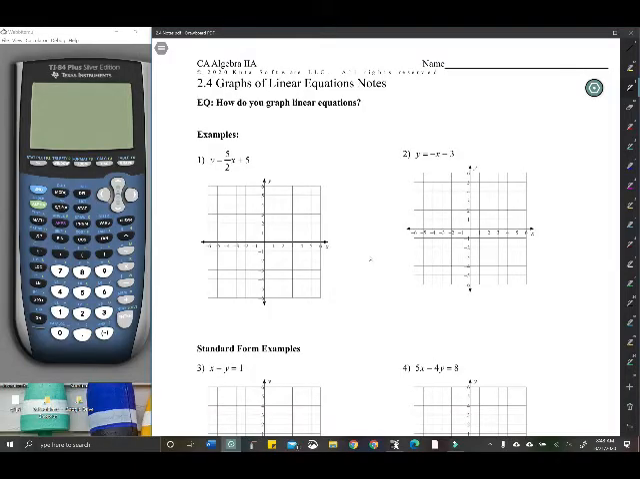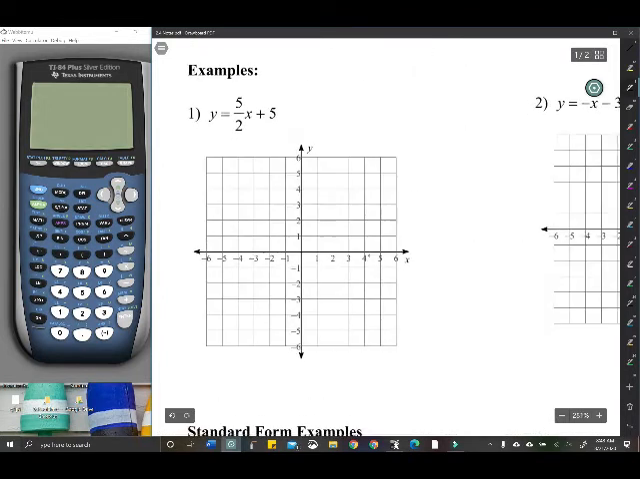Hello again, Cougar Academy, Algebra 2A, and welcome to Lesson 2.4, Graphs of Linear Equations. So, essential question: how do you graph linear equations? Pretty easy stuff, especially since for some of you this might be review.